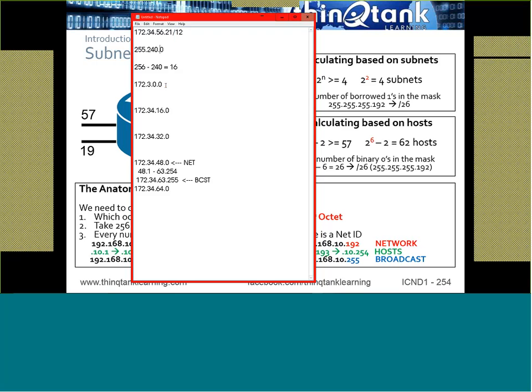So now we're in the second octet. So this is what it looks like. And so on. Basically, you're breaking subnetting down to a single octet. All of your calculations are going to be based on a single octet.